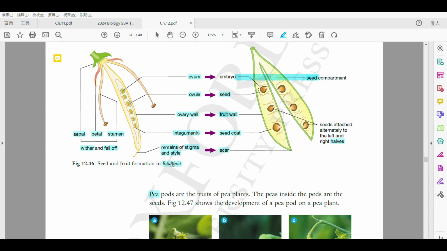Alright, so Bauhinia is the city flower of Hong Kong. Okay, so for the purple colored Bauhinia, 咁當然 is one species, right? So there is no fruit. But for the other two types of Bauhinia, there are fruits.